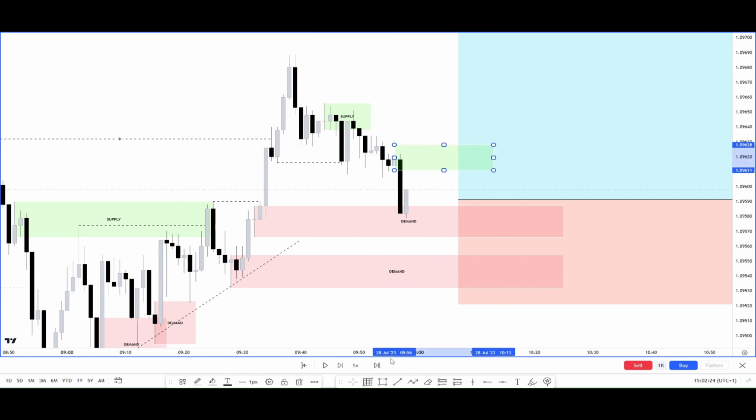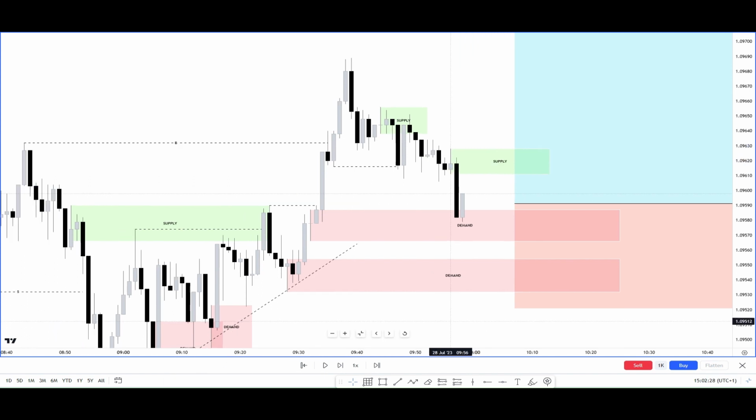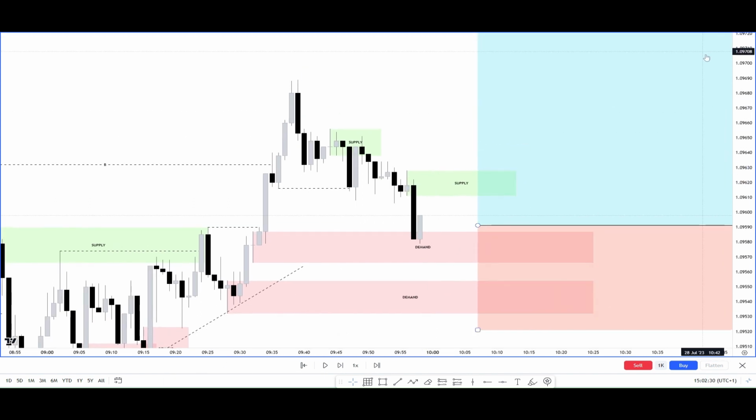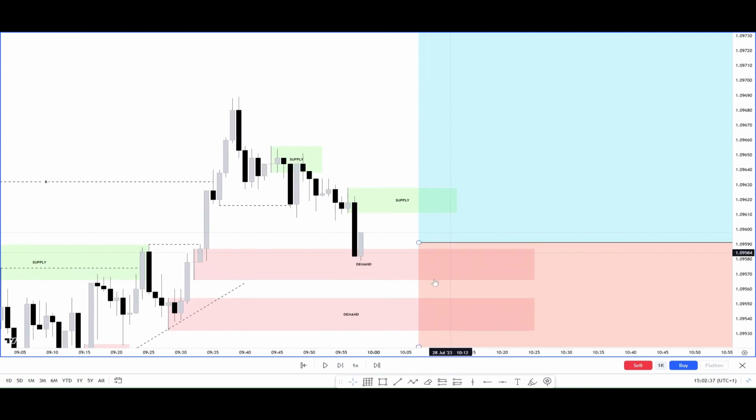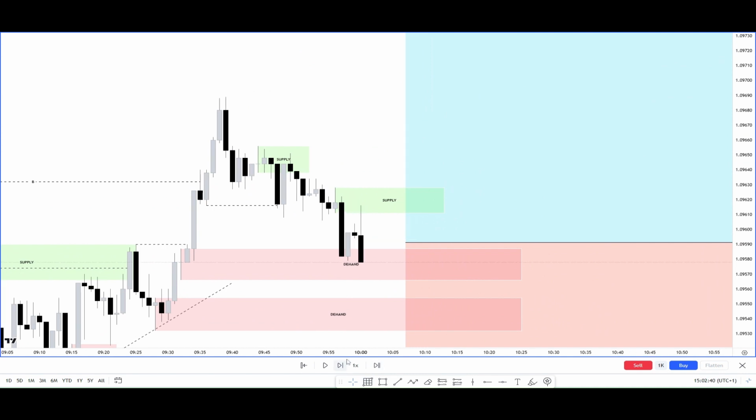So this is the last supply area that has been set up by Smart Money. I can't get this big screen, can I? I think we're on big screen. Anyway, guys, so let's do the next couple of candles, see what happens.